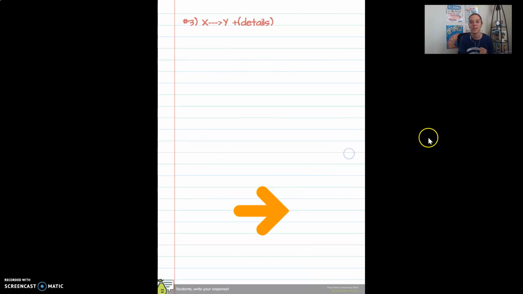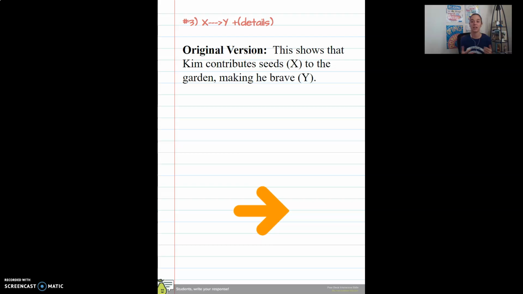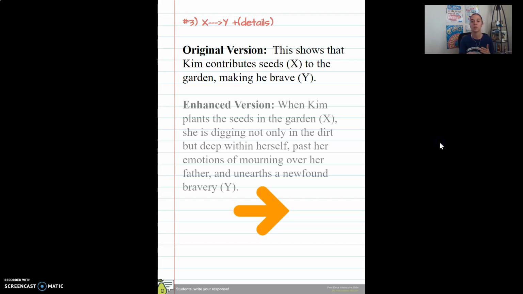All right, guys, so number 3, again for my math folks, we have another one here. In this case, we're going to say X leads to Y and then details. When I do this, I may have to label things differently. So in this case, I'm going to switch the way I labeled it from last time. This shows that Kim contributes seeds to the garden, making her brave. In this case, I'm going to say that it was the seeds first that led to her bravery. You could also flip it though, and we'll talk about that, but let me show you what I mean, okay?